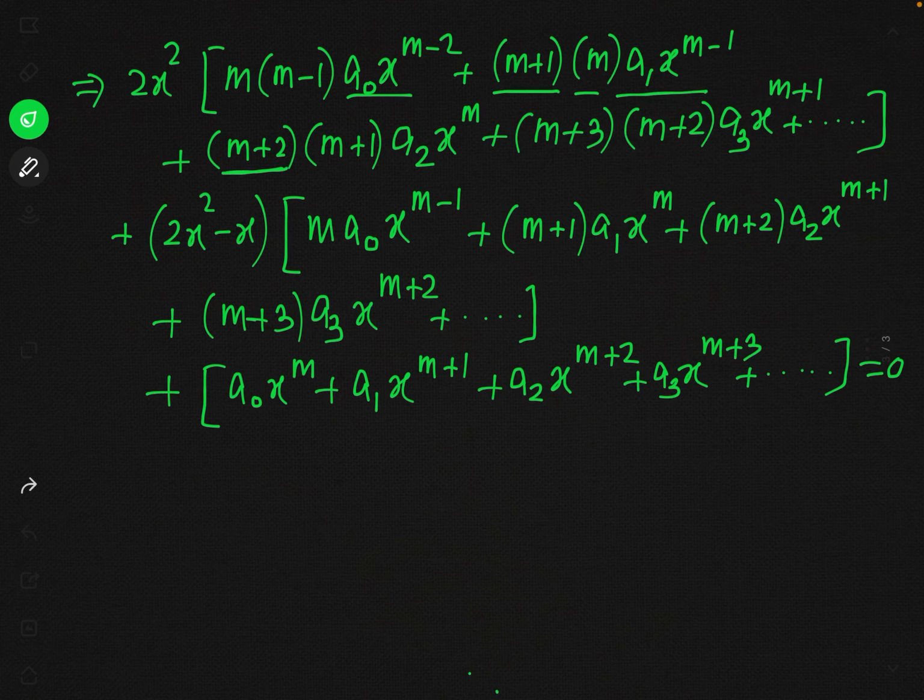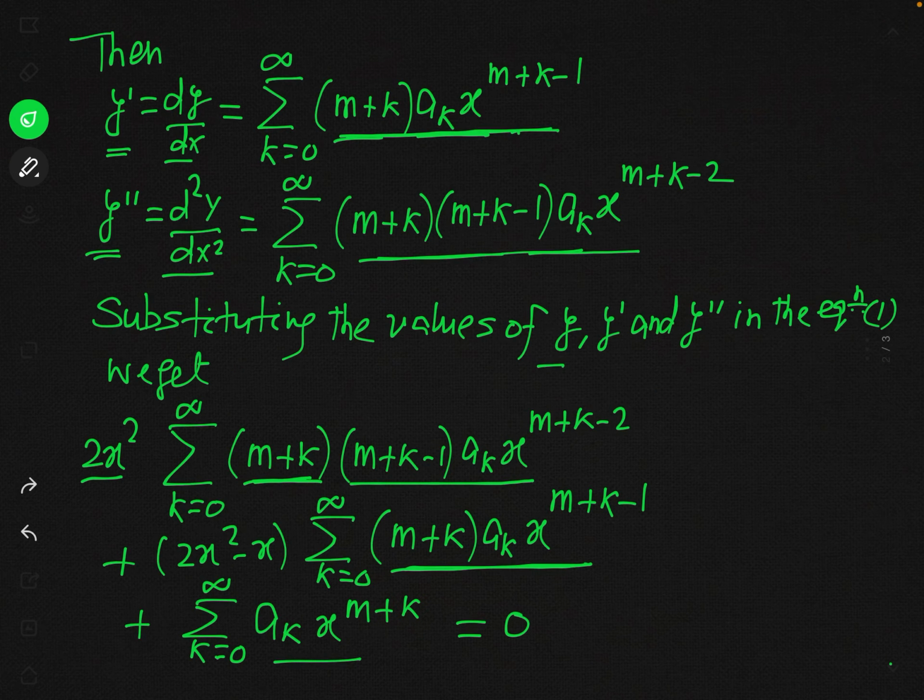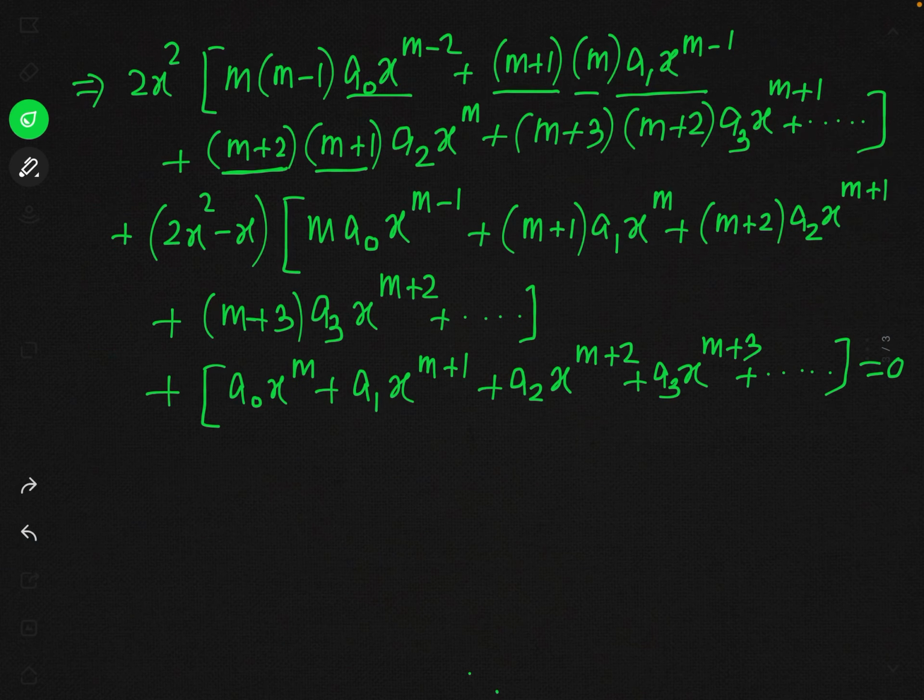So when k is 2, there will be m plus 2, because here it is m plus k, and m plus 1, because here it is m plus k minus 1. So m plus 2 minus 1 is m plus 1. So here is m plus 1, and a2, k is 2, and x to the power m. Similarly, when you put k equal to 3, you will get this term, and so on. You can take this many terms or more than this.